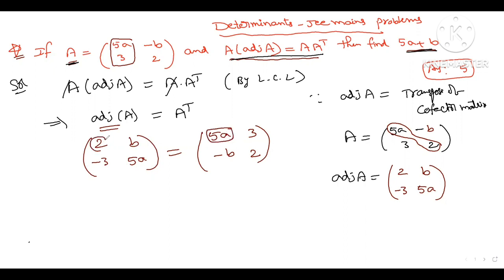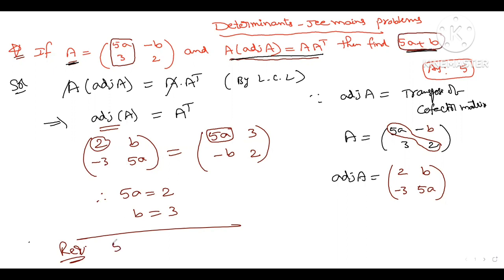Equal matrices. Now equating corresponding elements, what do we get? 5A is equal to 2 here. 5A is equal to 2, B value 3. But what is required here? From the statement, required is 5A plus B. So 5A plus B is equal to 2 plus 3, how much value? 5 is the answer.